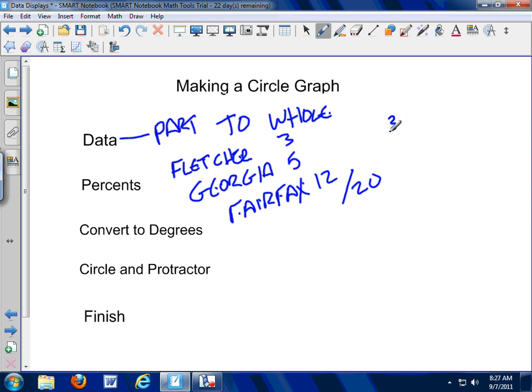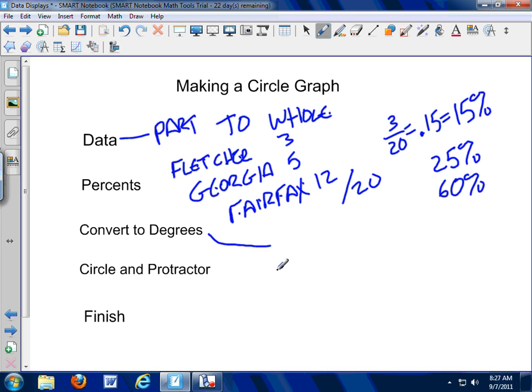So we're going to change our fraction to a decimal, and then we change our decimal to a percent. So 15% of our folks are from Fletcher, 25% are from Georgia, and that means that 60% are from Fairfax. Okay? So we've got our percentages. Take our data, some sort of picture of where we are, and we change that to a percent. We next need to convert to degrees.